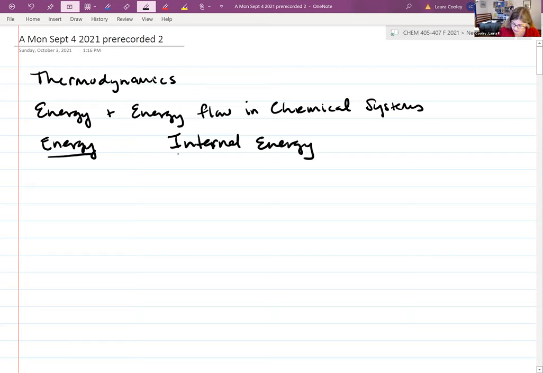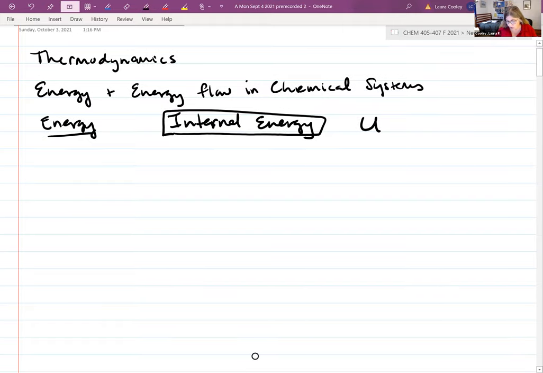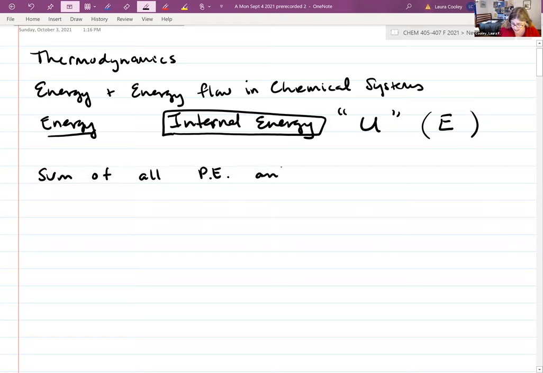Internal energy is central to thermodynamics, and it's given the symbol U, although you may have seen it in freshman classes if you took them somewhere other than Rhode Island College. It's often referred to as E in some textbooks, but here we refer to it as U. And really, the internal energy is the sum of all the potential energy and the kinetic energy of a sample, of a system or a sample, whatever you want to call it.